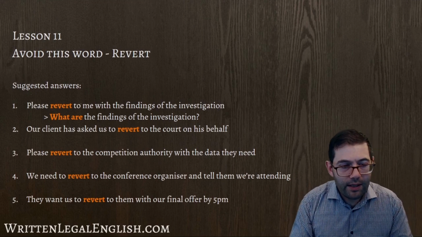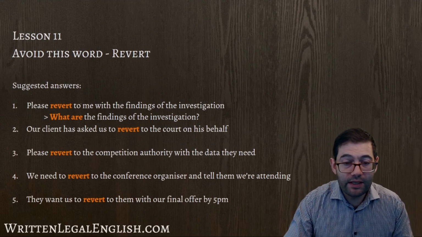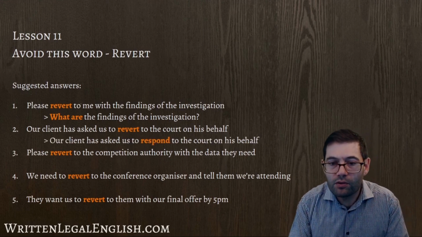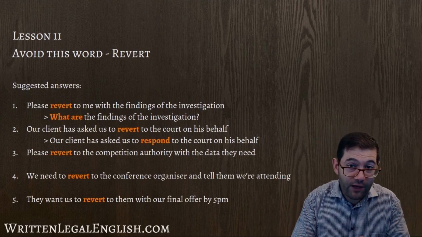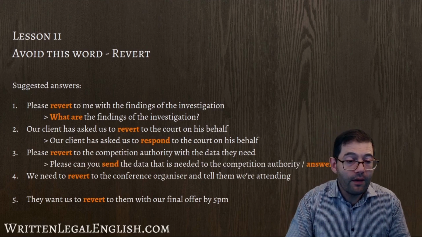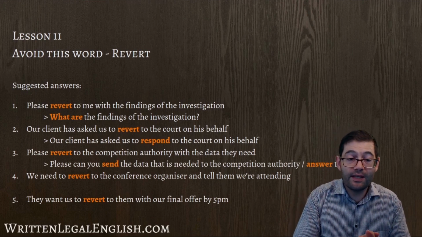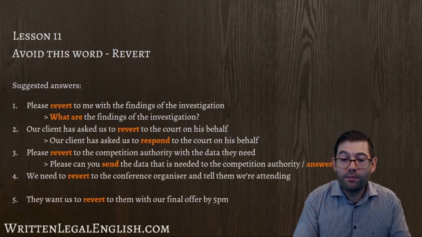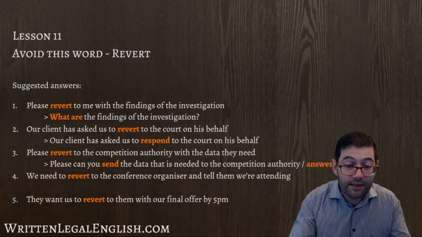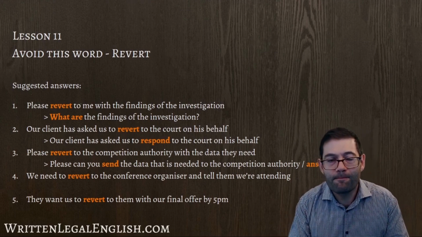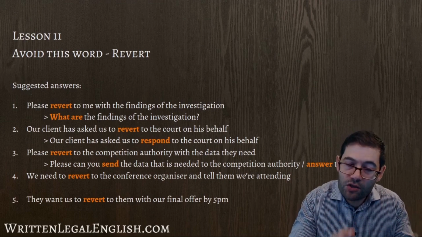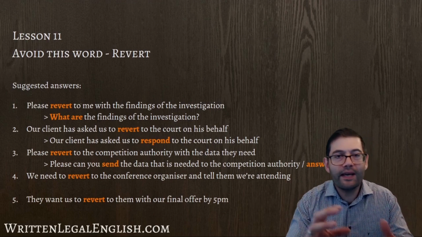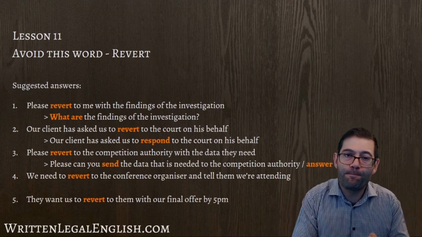Number 2, "Our client has asked us to revert to the court on his behalf" could be "Our client has asked us to respond to the court on his behalf." Possibly, there could be other options as well. Number 3, "Please revert to the competition authority with the data they need" could be "Please can you send the data that is needed to the competition authority," or "please can you answer the competition authority." You can see here that by using a strong verb, the verb which we think the writer really means to say, we might have to restructure the sentence as well.